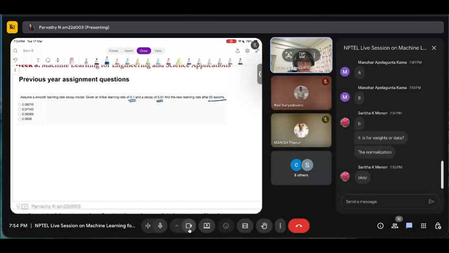So the initial learning rate is 0.1, decay is 0.01. What is the new learning rate after 65 epochs? So we had that formula alpha 0 divided by 1 plus decay rate times epoch.